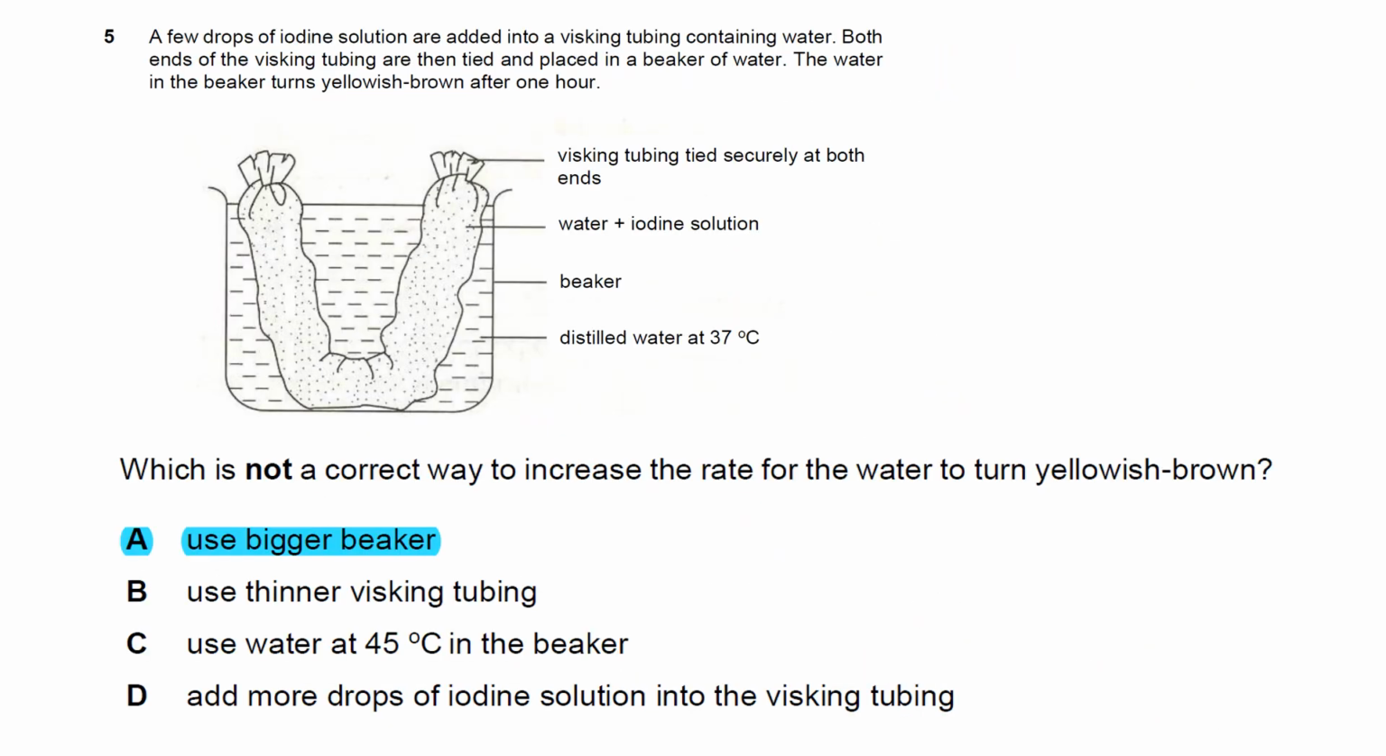Question 5 is a diffusion question. Okay, so the question asks which is not a correct way to increase the rate of the water to turn yellowish brown. So this is about diffusion of the iodine molecules because they are small enough to exit into the water. All right, so A is the correct answer because the volume does not really affect the rate of diffusion.